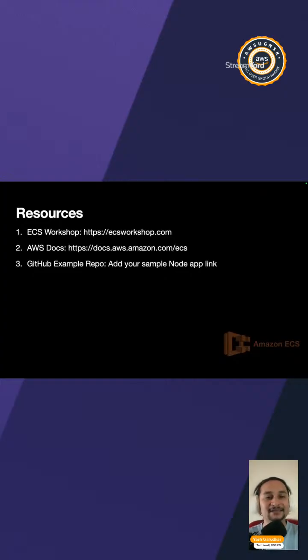The next best and always best resource to learn AWS products is the AWS documentation, docs.aws.com/ECS, which is basically going to take you to the ECS documentation for AWS. And the GitHub example repo, the Node.js app link, is something I will park for later. As I told you guys, the demo part I'm going to do in the next session. But you will have the Node.js application link for GitHub very soon.